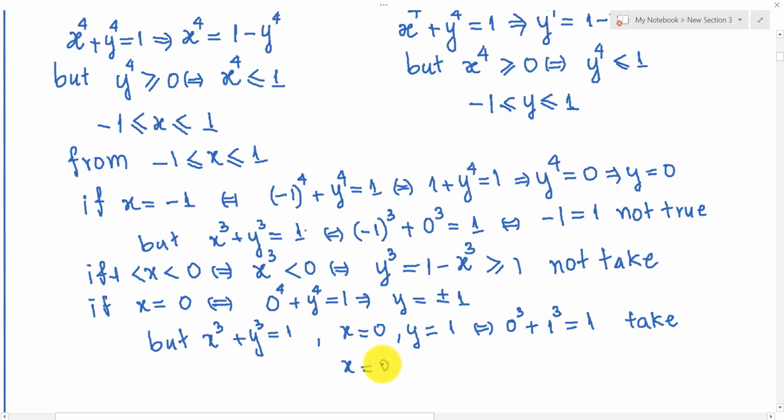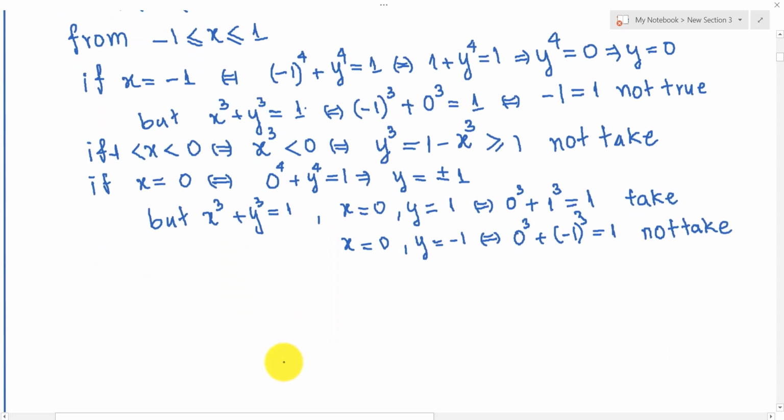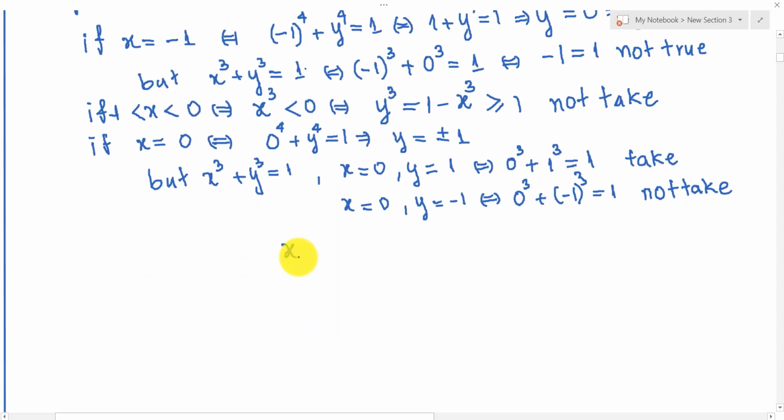For x equals 0 and y is equal to -1, we get 0^3 + (-1)^3 = 1. It's not true because (-1)^3 is equal to -1, it's not equal to 1. So that's not taken. Okay, now we have one solution: x equals 0 and y is equal to 1.